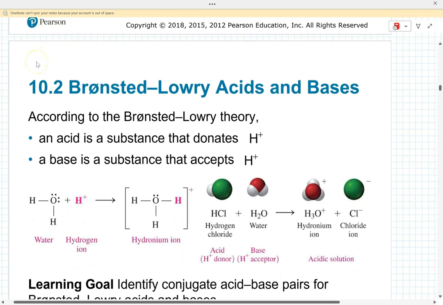Now, Bronsted-Lowry acids and bases are a more broad category. In other words, hear me out, I'm going to say something important. Every Arrhenius acid or base is also a Bronsted-Lowry acid or base, but not the other way around. Make sense?